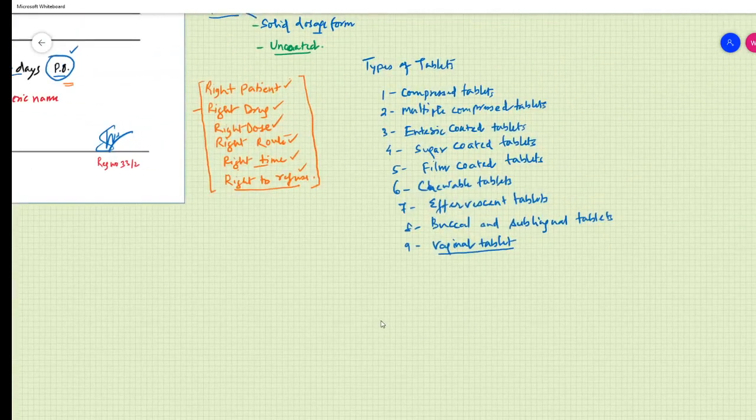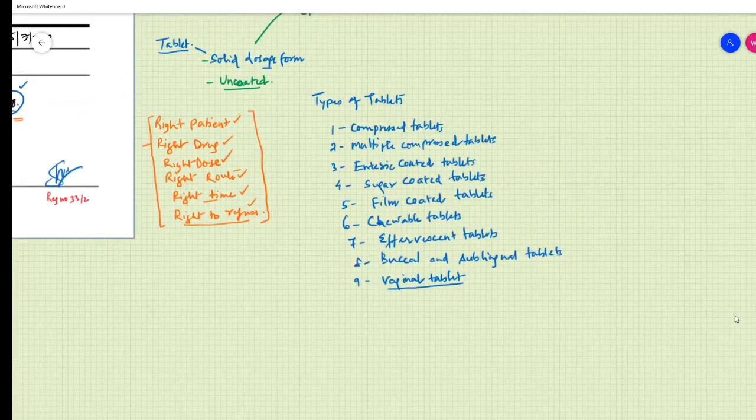Okay. All right. So let's look at some details in these drugs. So what are compressed tablets? Compressed tablets are basically the conventional tablets with which we are familiar. Then there are multiple compressed tablets. These may have more than one drug, and so their release might be controlled.